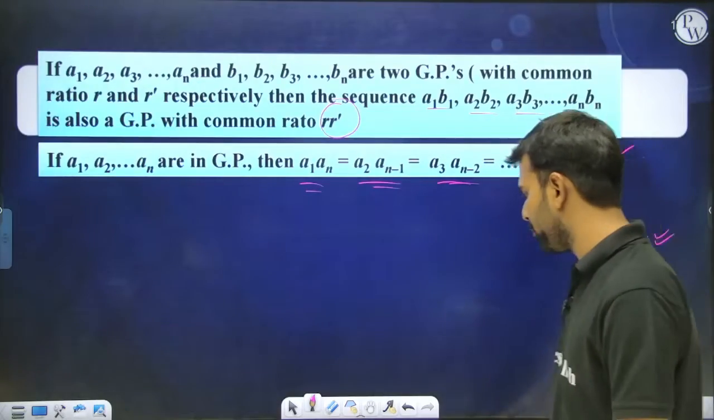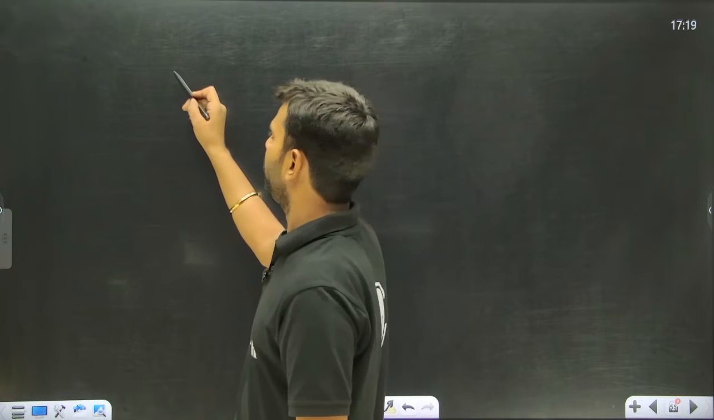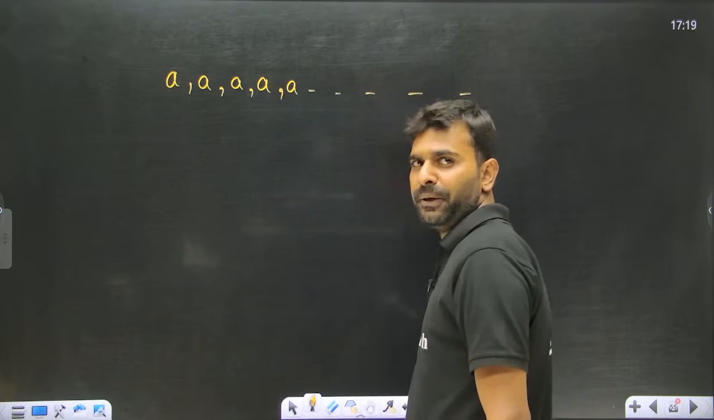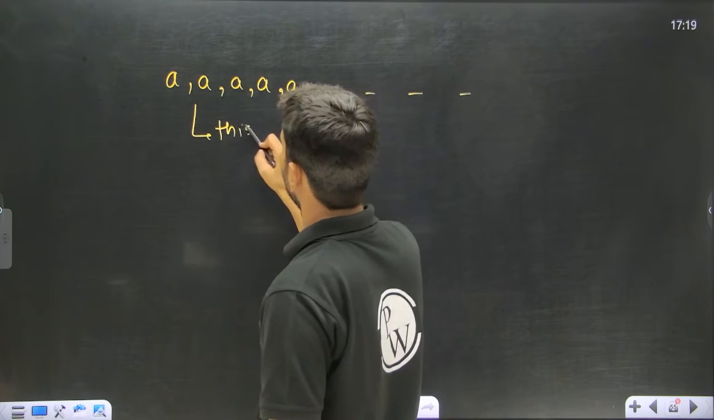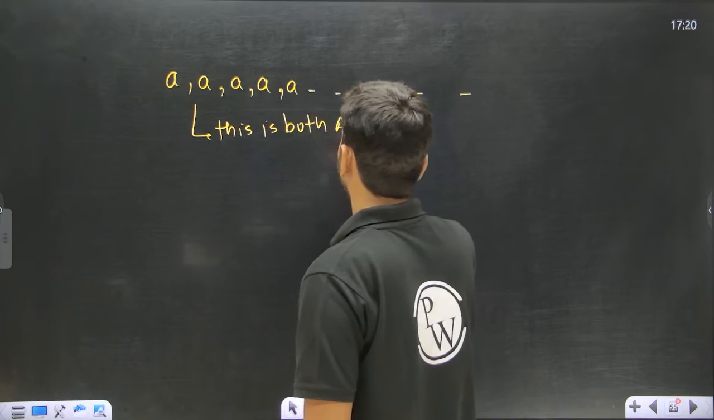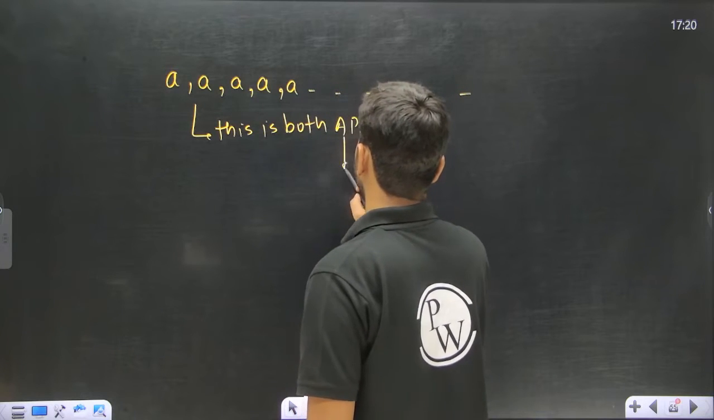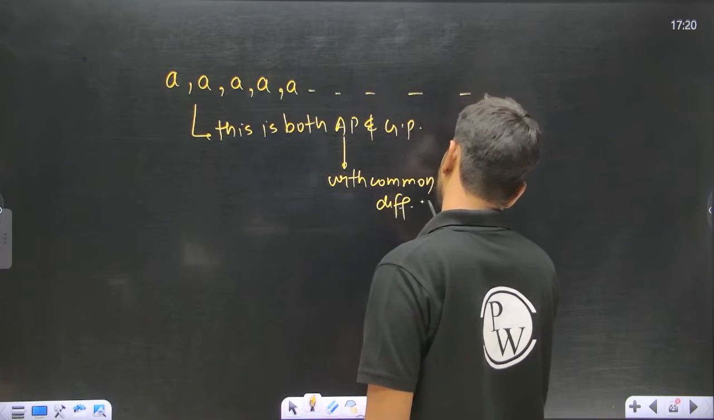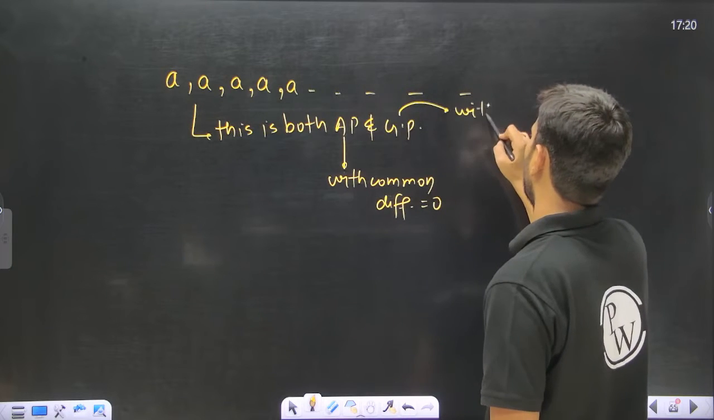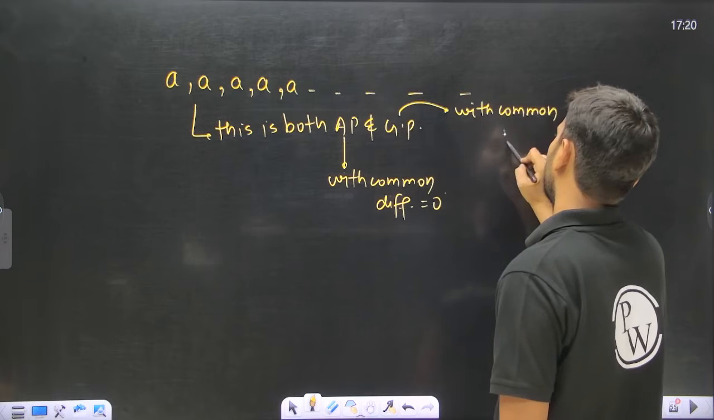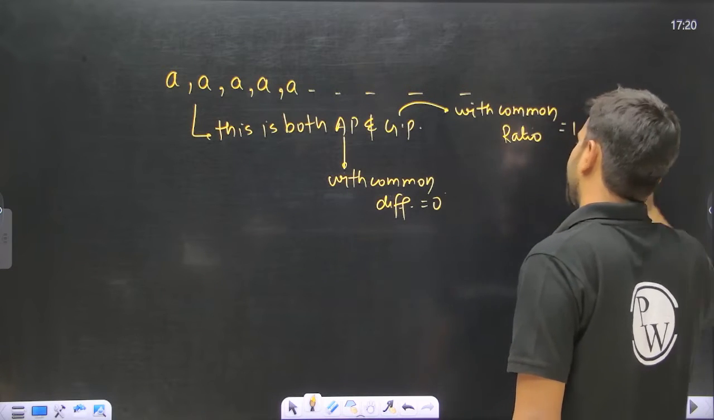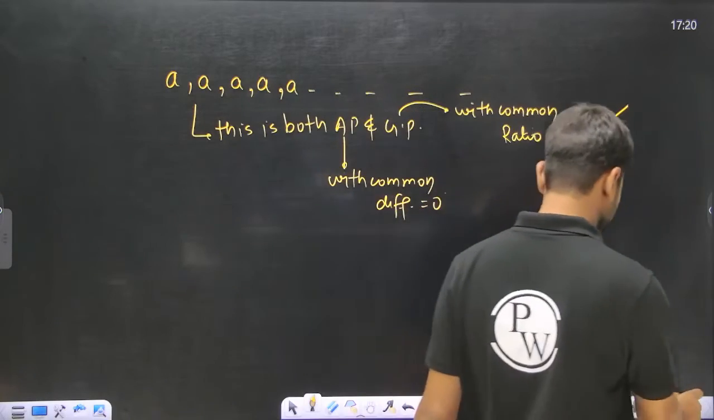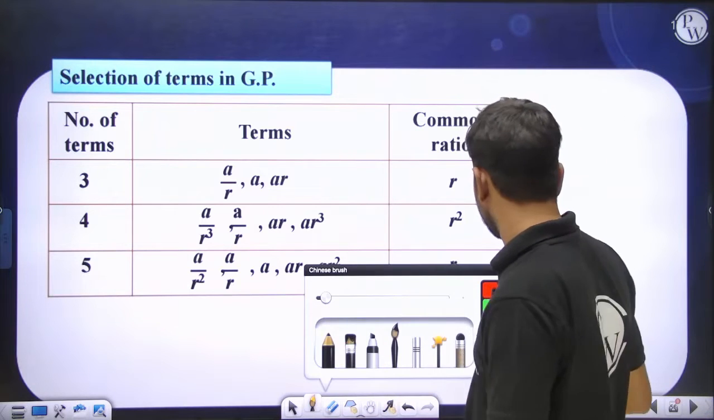Okay, let me tell you a few more important things over here. What kind of a sequence is this? Is this an AP or a GP? This is both AP and GP. AP with common difference equal to 0, and GP with common ratio equal to 1. So can a sequence be both AP and GP at the same time? Yes, a constant sequence.